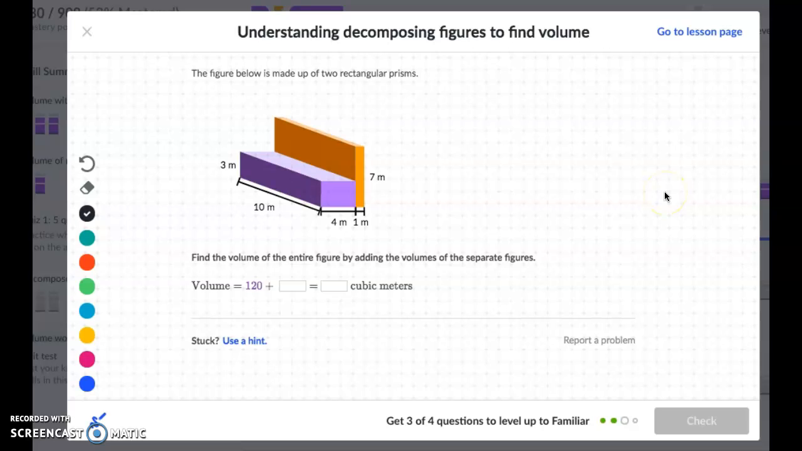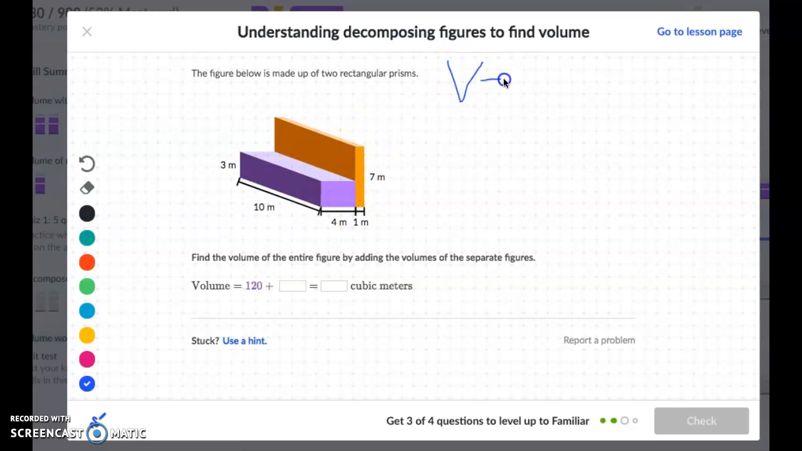The figure below is made up of 2 rectangular prisms. Find the volume of the entire figure by adding the volumes of the separate figures. So again, we can see they gave us the volume of the purple figure, so we don't even have to do any work for that one, which is super nice. We need to just focus on the orange. Okay, and I love that they made these different colors so it's easy for us to see this.